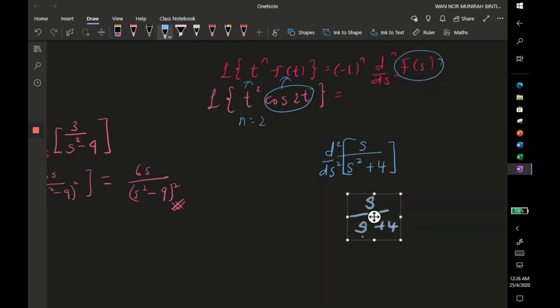Okay, then you try to differentiate twice and then you get the solution. s squared plus 4.